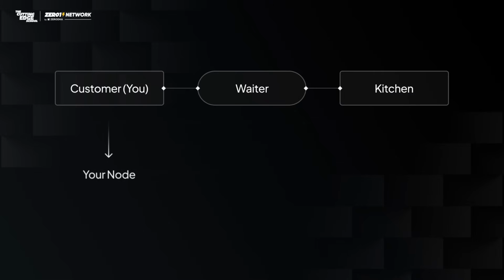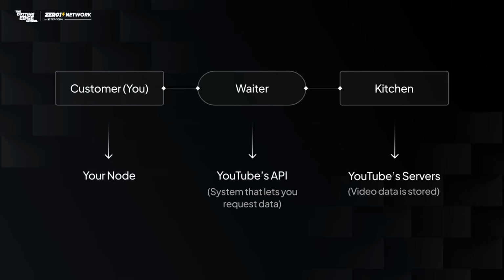So to summarize, you are the main customer who is requesting the information. The kitchen, in our case, is the YouTube server where all the video data is stored, and the waiter is YouTube's API, the system that lets you request that data. When our node wants YouTube video data, it can't just hack into YouTube servers. Instead, it politely asks YouTube's API, hey, can I get the information about this specific video? The API then takes this request to the kitchen servers and gets the data and brings it back in a structured format.